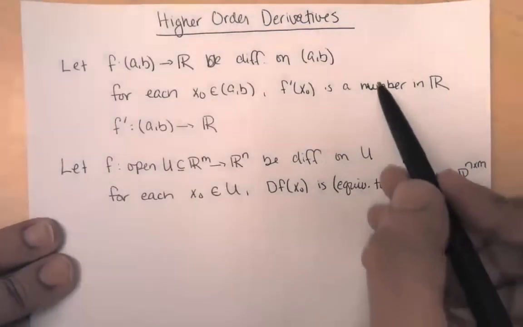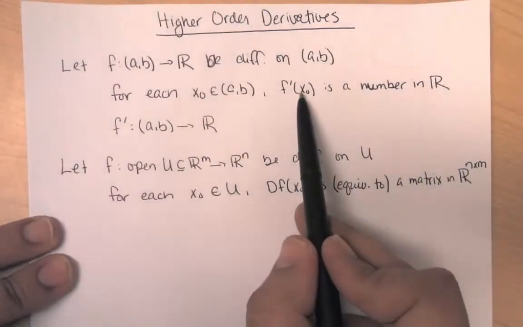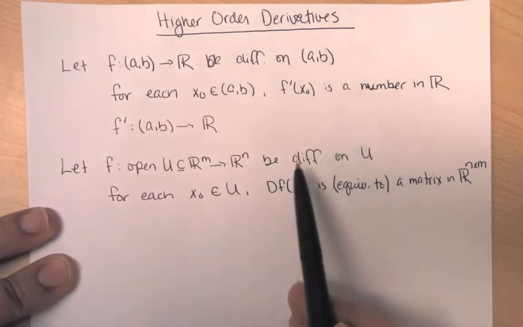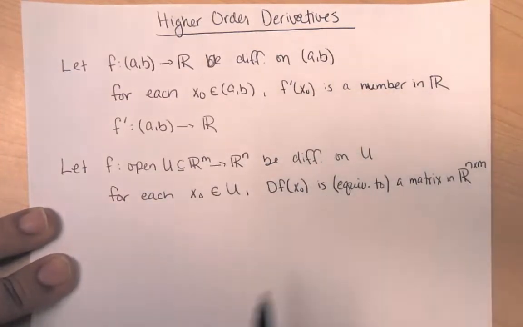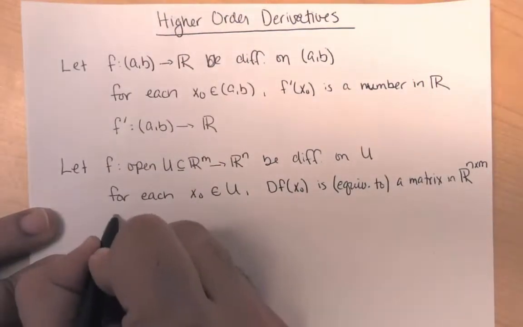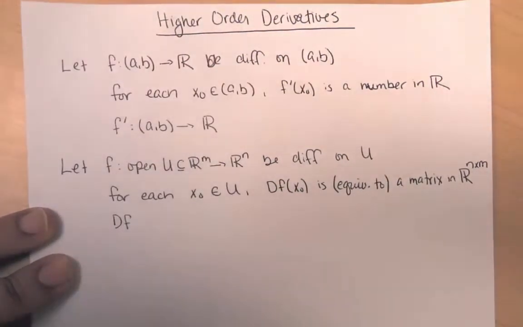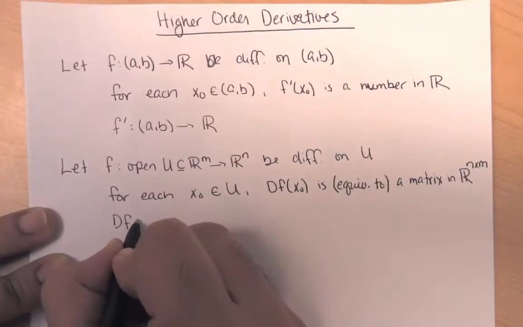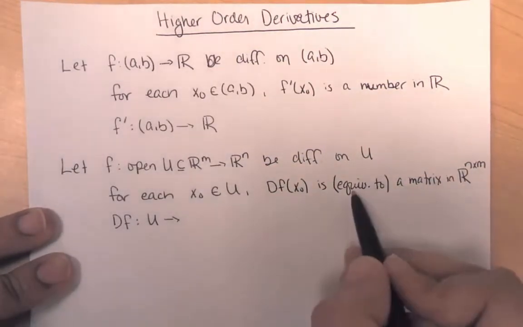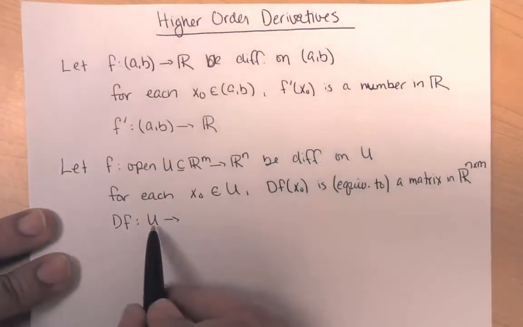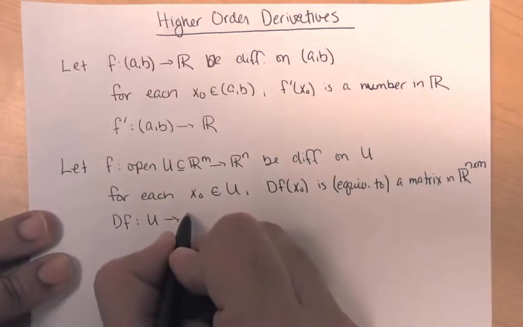So again, hopefully we see the analogy. f prime of x is a number. The derivative of f at x naught is a matrix. And the derivative function maps U to, well again, for each x naught, or for each point in U, I get a matrix.